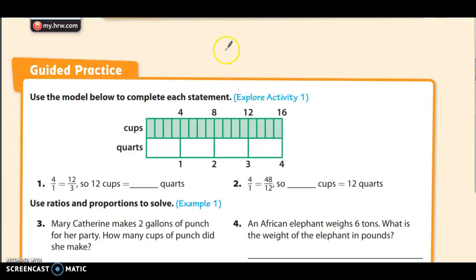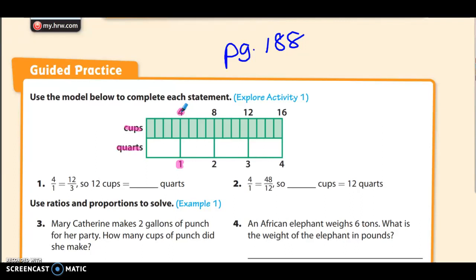This is page 188. This is the guided practice for lesson 7.3. Use the model below to complete each statement. And so what I want you to recognize, it's a good idea to take a minute to look at the model. We're comparing quarts to cups. And what you should notice is for every 1 quart, there are 4 cups.